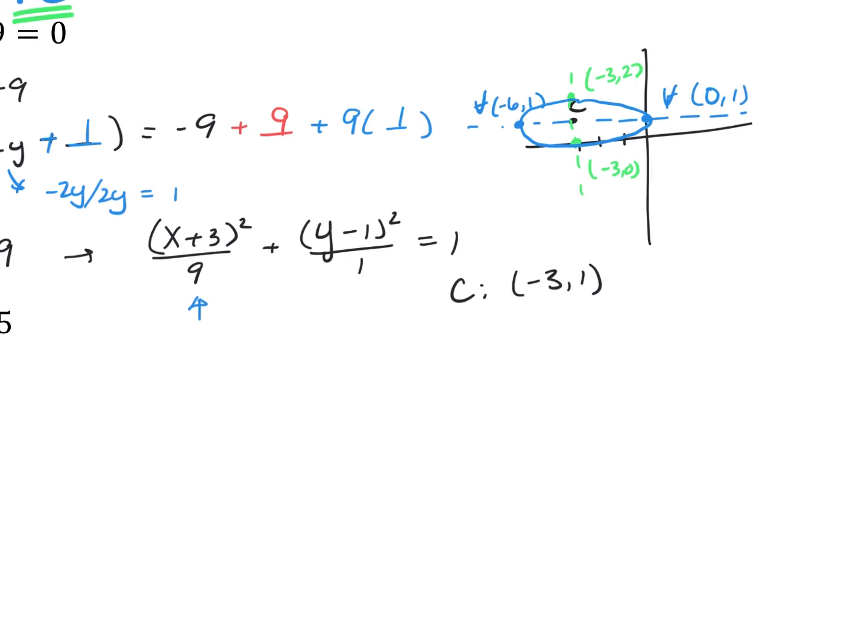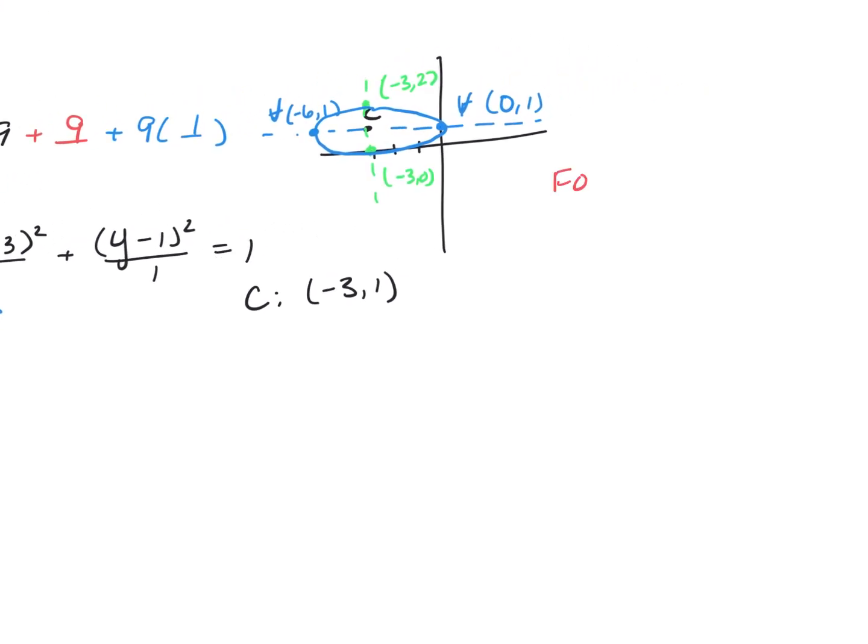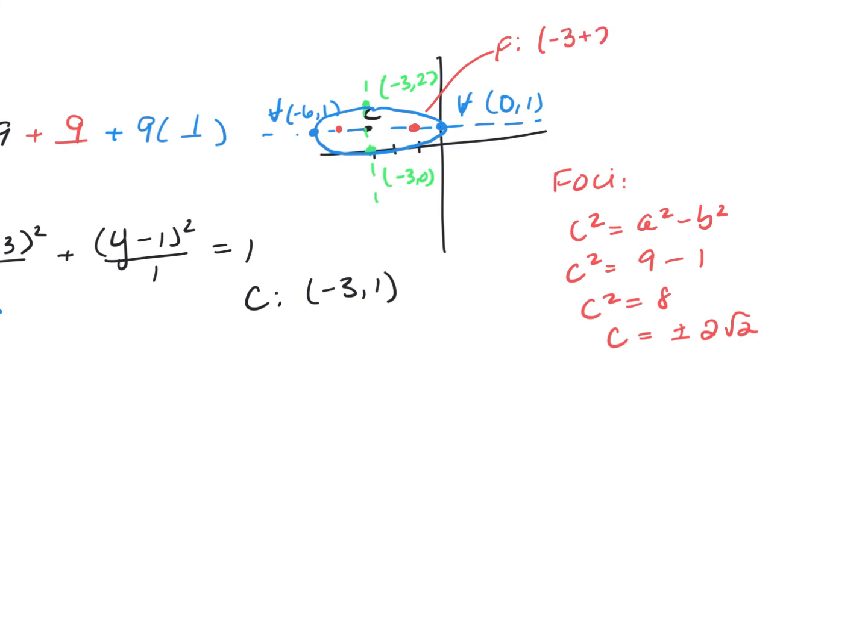I still need to find my foci. So c squared is equal to a squared minus b squared. So c squared is going to be equal to 9 minus 1. So c squared is equal to 8. That tells me that c is plus or minus square root of 8, which is 2 root 2. So my foci will be here and here. I'm going to add and subtract from that negative 3. So negative 3 plus 2 root 2, 1. And my other focus here is going to be negative 3 minus 2 root 2, 1. And now I found all the pieces and drew my graph.